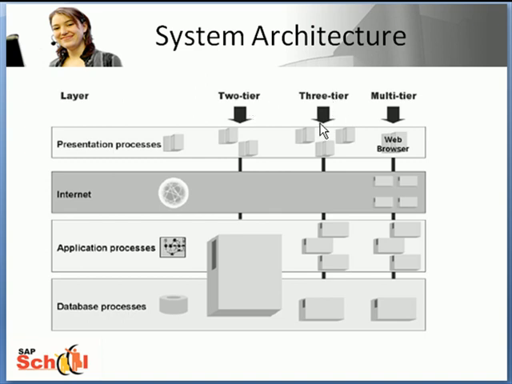Then SAP has evolved into the well-known R3, which is essentially a three-tier configuration wherein each layer runs on its own hosts, and many different application servers can simultaneously work with the data of a database server. Moving on to the world of the internet, the three-tier has now evolved into a multi-tier system landscape. We'll talk more about the multi-tier landscape in subsequent slides.